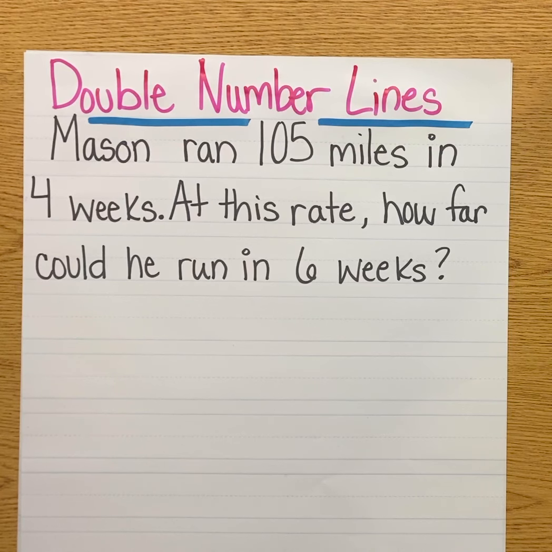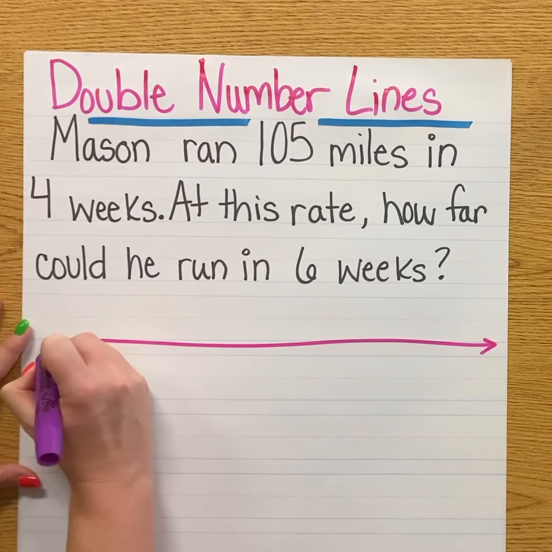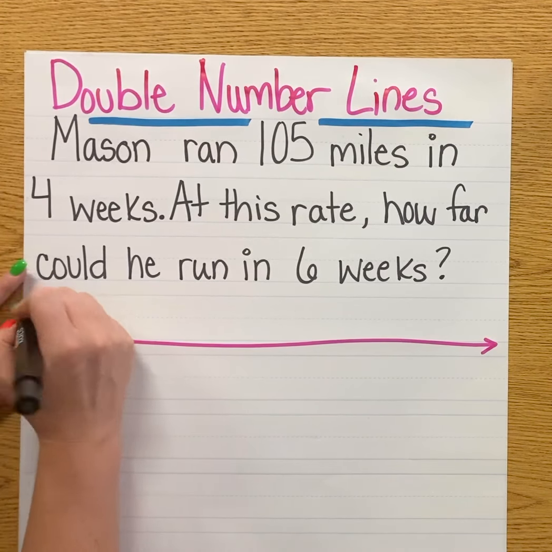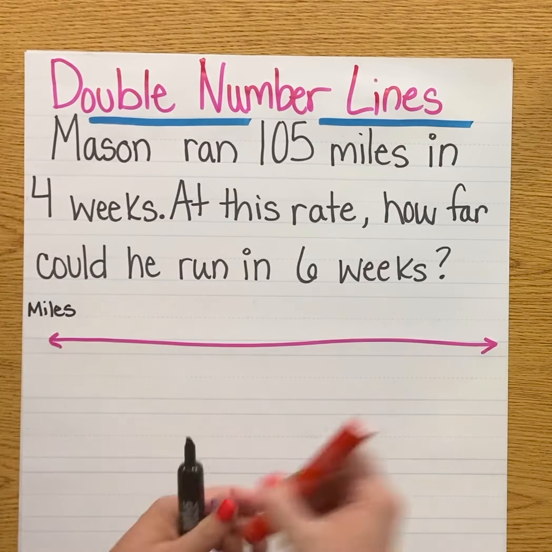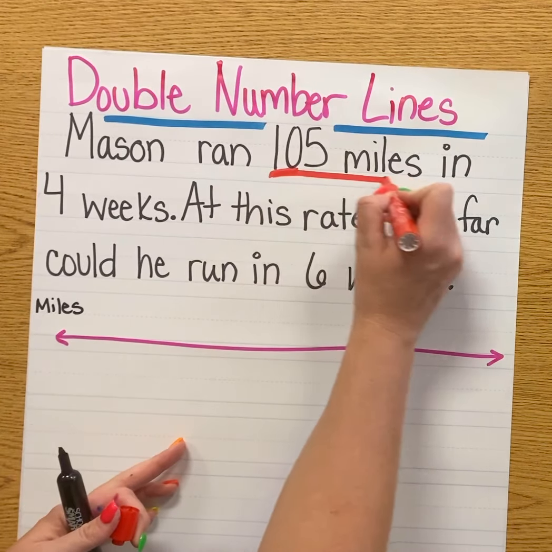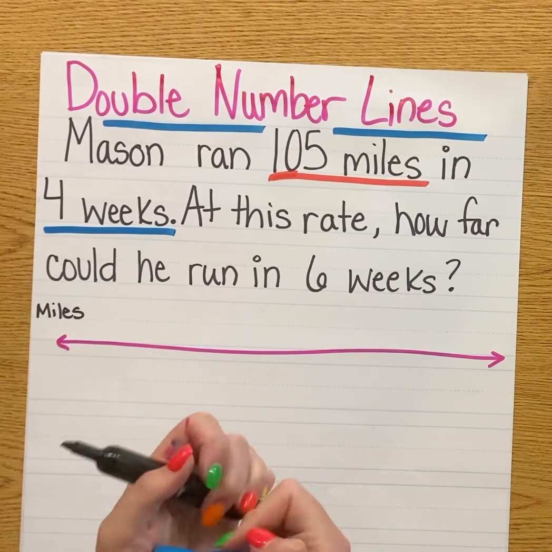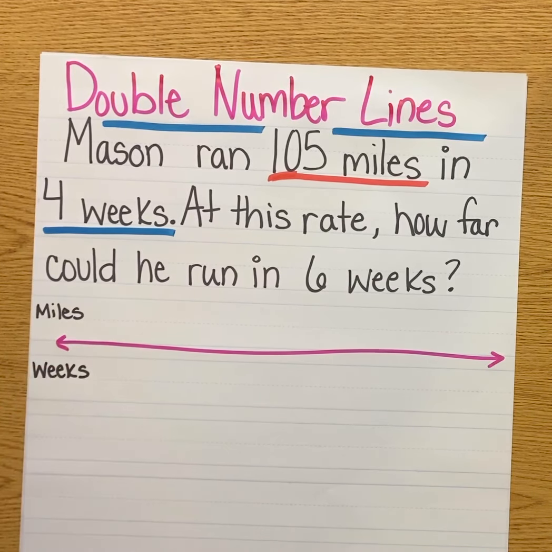So what I'm going to do is first draw my number line. Not the straightest number line, it's okay, still works. On top, I am going to label it miles, 105 miles in 4 weeks. So on the bottom, I'm going to label weeks. Could also be labeled time if you wanted it to, but I'm going to label it weeks.